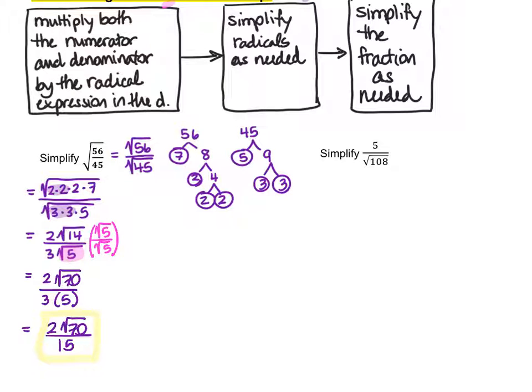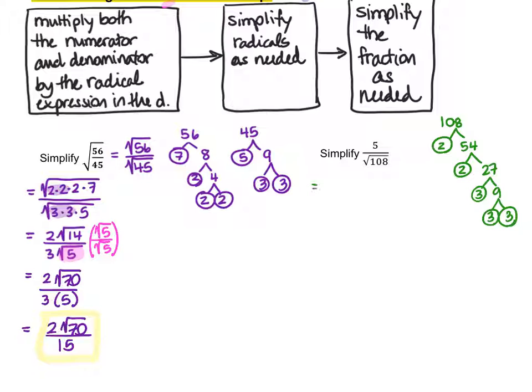Okay, we have another example to do. 5 divided by the square root of 108. Let's start by finding the prime factorization of 108. So again, it's an even number, so I'm going to start with 2 and then 54. 54 is also an even number, so that's going to be 2 and 27. And I know 27 is 3 times 9 or 3 cubed.